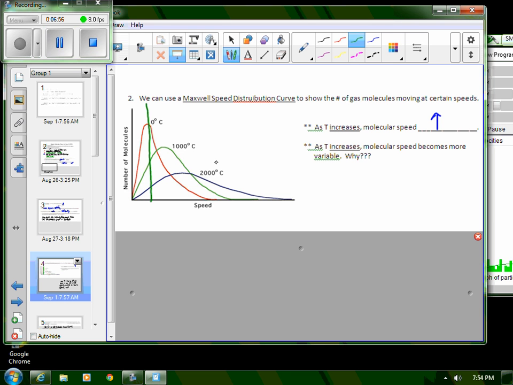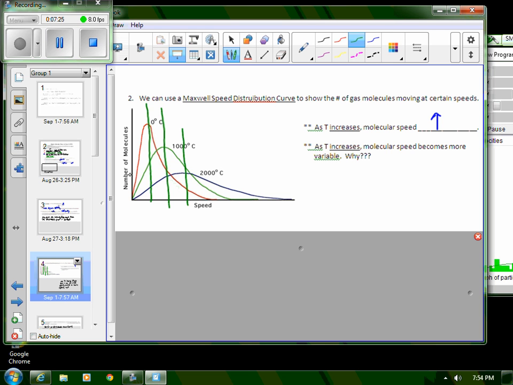Then if we raise the temperature to 1,000 degrees, some particles are going slow, some particles are going fast, but the average is right at the top of the hill. So most of the gas particles are going this speed, because that's the number of molecules on this side. And then same thing with the 2,000 degrees Celsius. Now my average is all the way up here. So as temperature increases, the average molecular speed definitely increases.